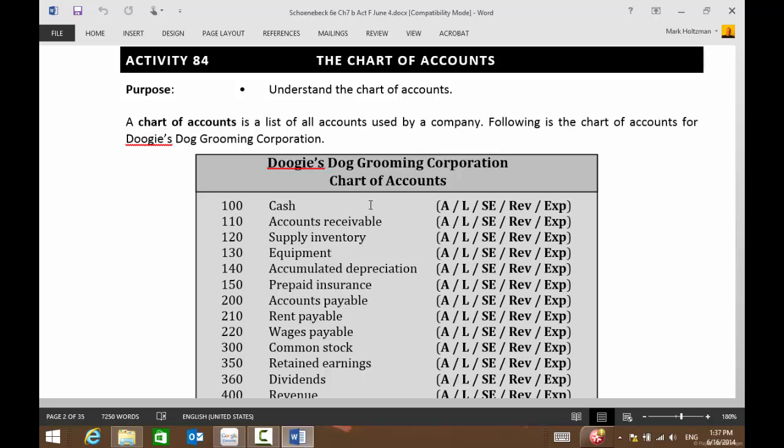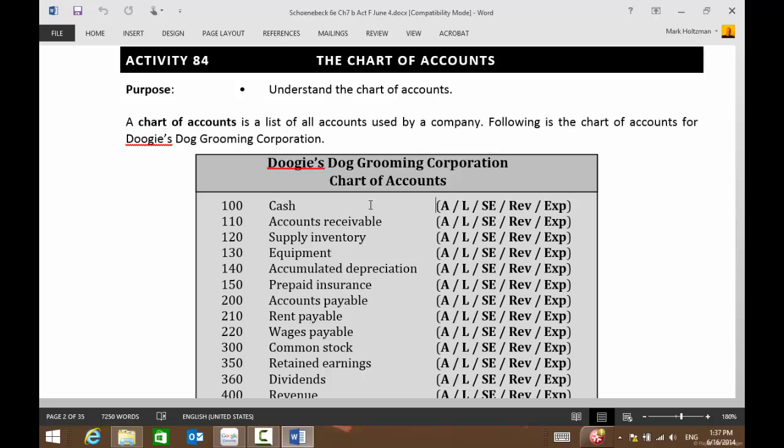You've seen this before. Assets, liabilities, and stockholders' equity are balance sheet accounts. Revenues and expenses, remember, are income statement accounts, because revenues minus expenses equals net income. That's the format of the income statement.